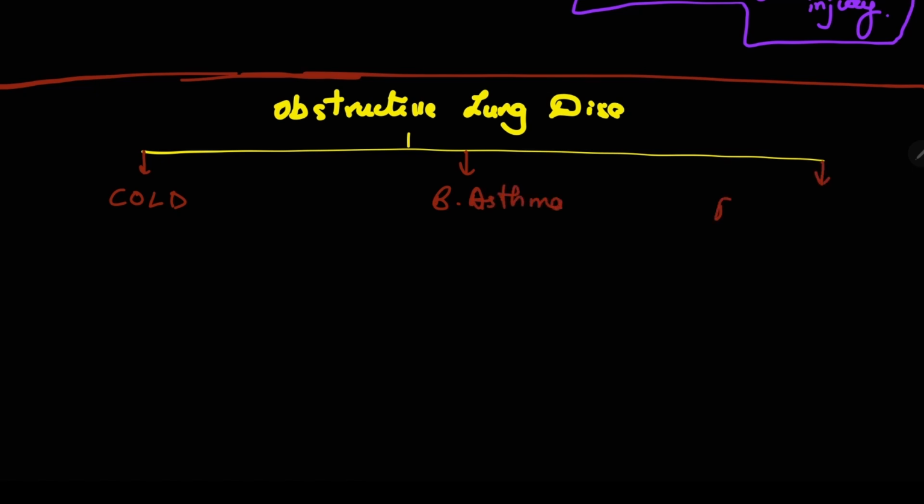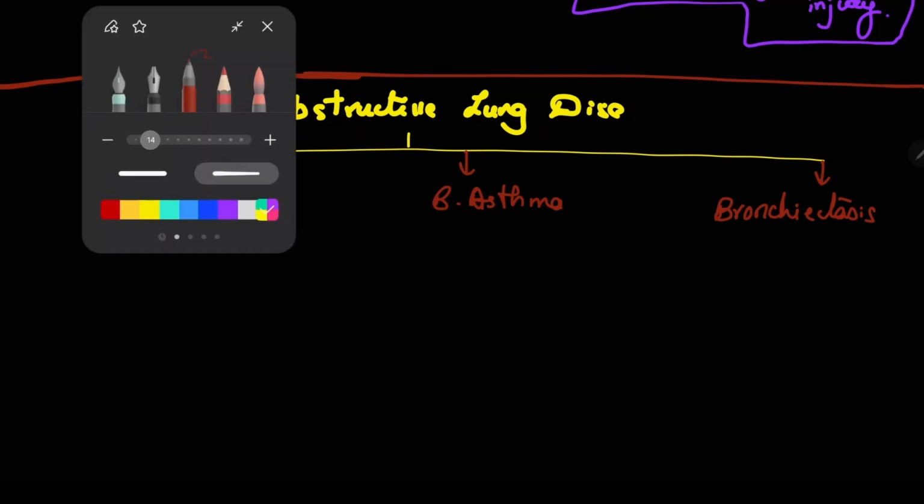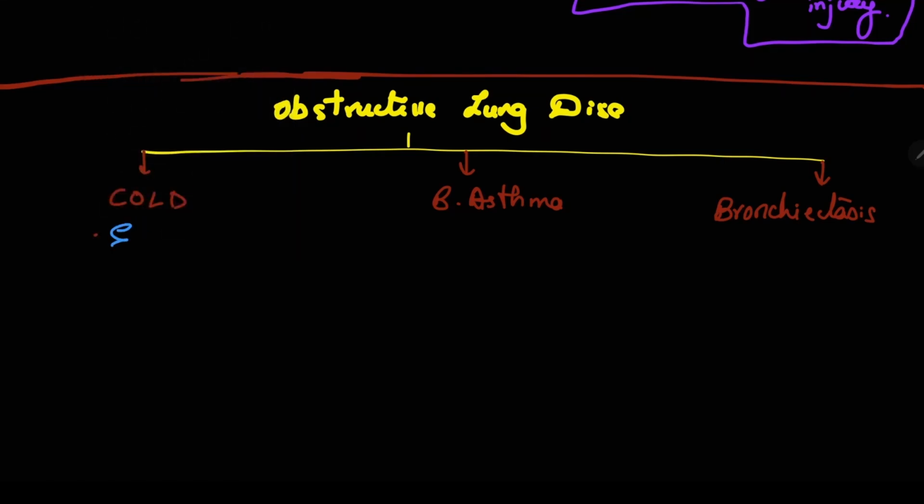And the last one is bronchiectasis. So in this COPD, we come across two diseases. First one is emphysema, and the second one is chronic bronchitis.